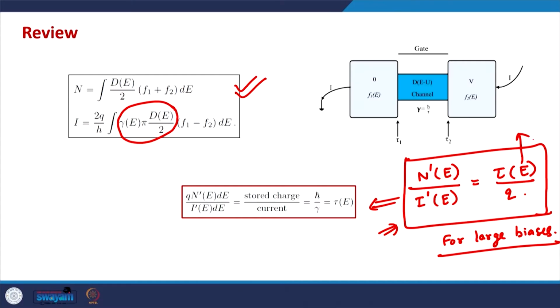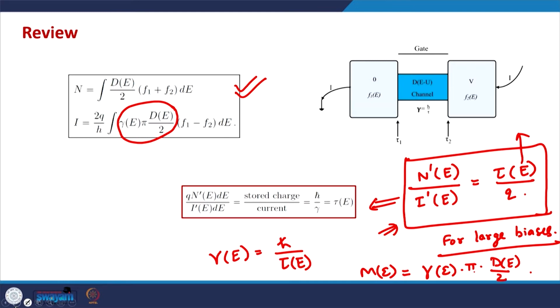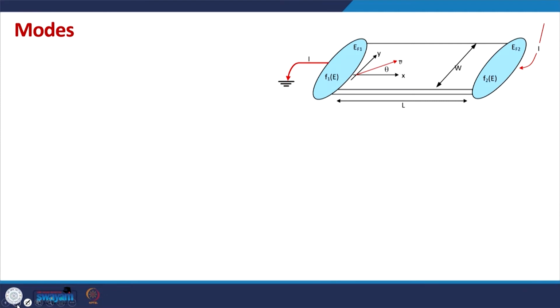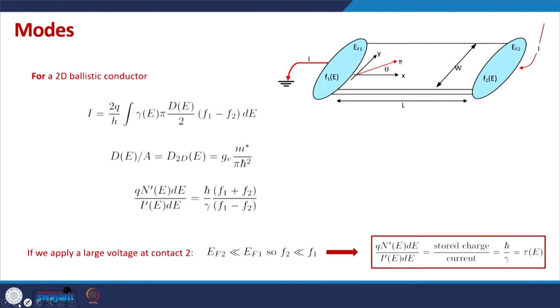So, for large biases this is what we obtain, and this will in fact pave a way for us to calculate the characteristic time of the device. This will let us calculate this parameter tau e, and from that we can calculate the parameter gamma e, which is essentially h bar by tau e, and from there we can calculate the number of modes, which is given as gamma e times pi times dE by 2. So, that is the sequence that we will follow. This we have already seen.